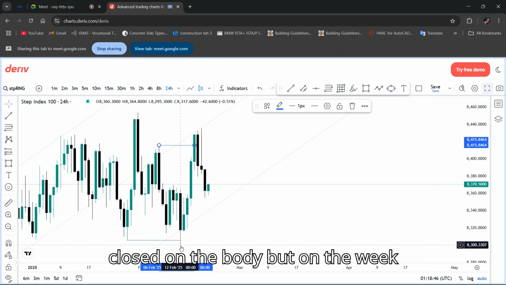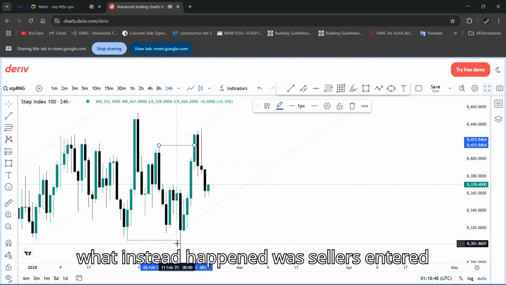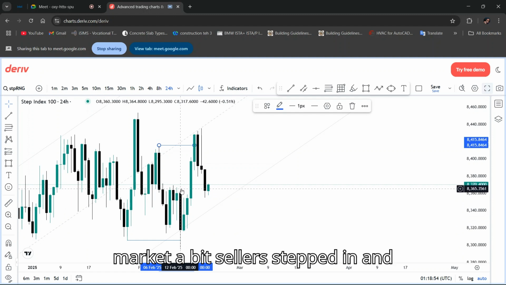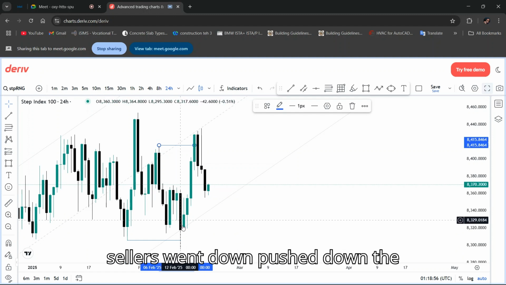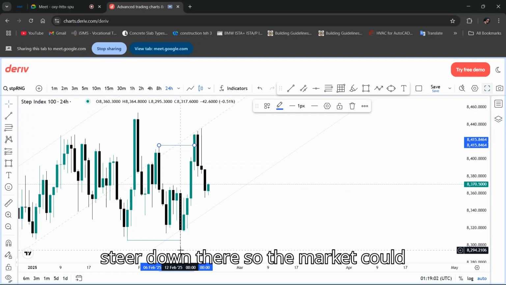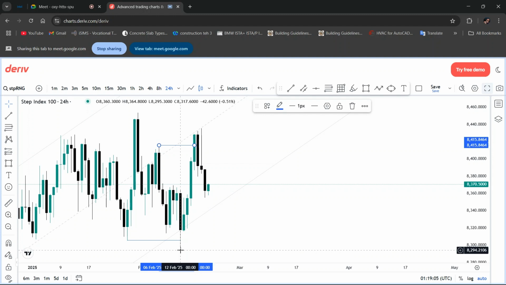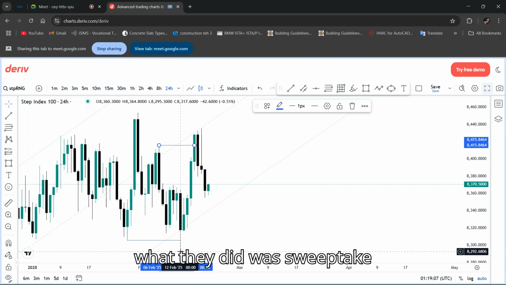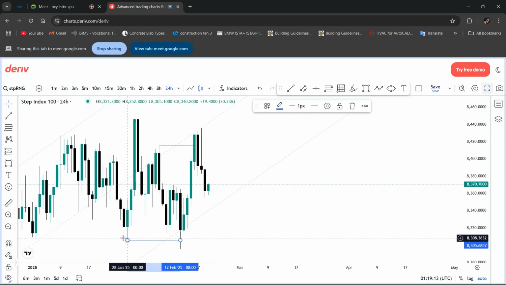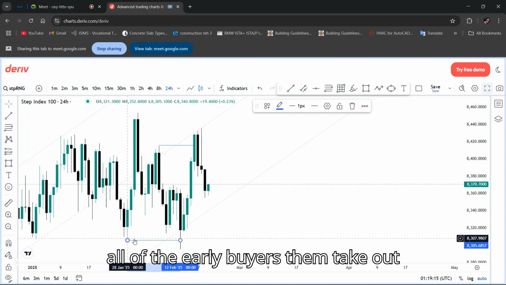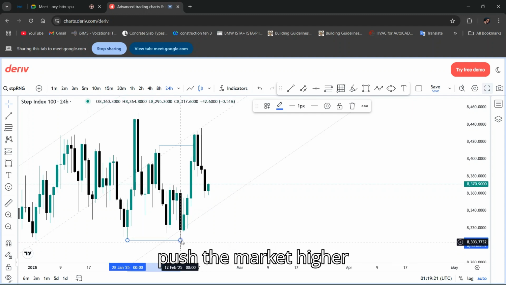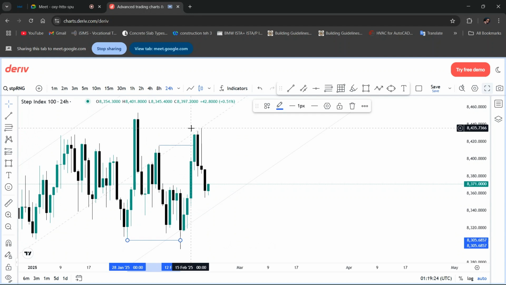And because price never closed on the body, but on the wick, what instead happened was sellers entered the market here, buyers pushed up the market a bit, sellers stepped in and pushed down the market, but never had enough momentum to stay down there so the market could close as a seller's market. Instead, because they couldn't do that, they swept, took away the money that is remaining here. All of the early buyers, they take out their stop loss, and when they take out their stop loss, they use that as fuel to push the market higher. That's how price works.